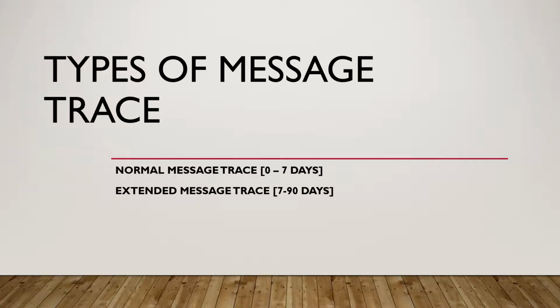Next thing would be types of message trace. The most important thing is how many types of message traces are supported with Office 365, and what this actually means. The first one is the normal message trace, which can be triggered from 0 days to 7 days. This result would be instantaneous and pretty quick. Once a message is sent, by default it takes 5 to 10 minutes for the changes to be made and reports generated by the server.